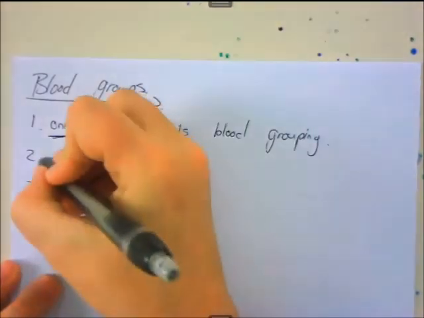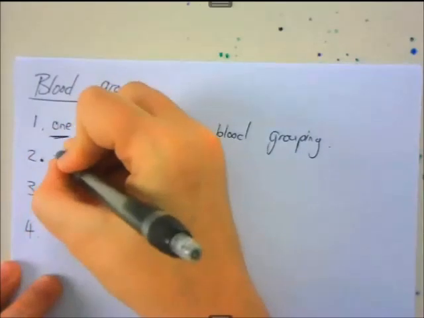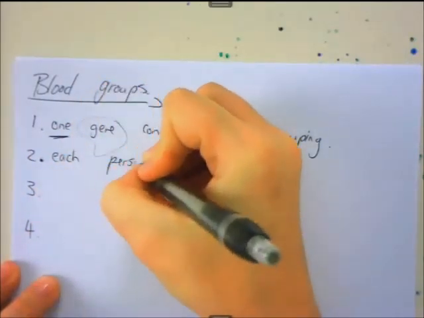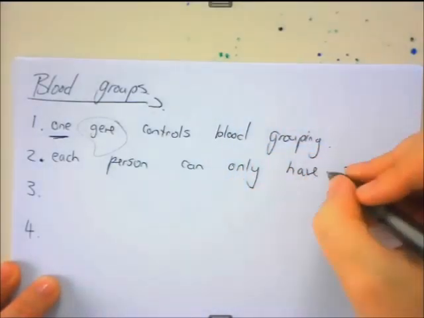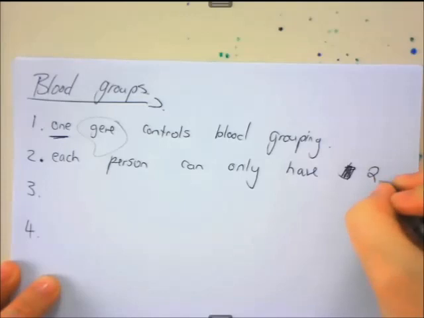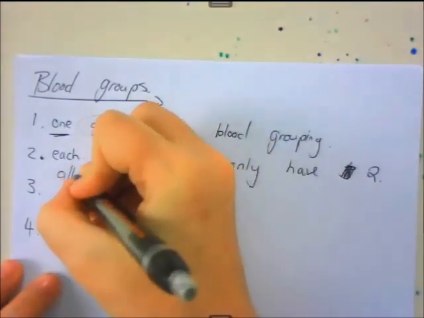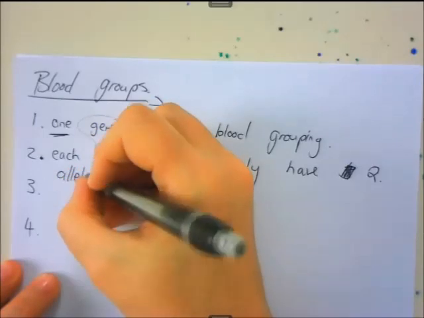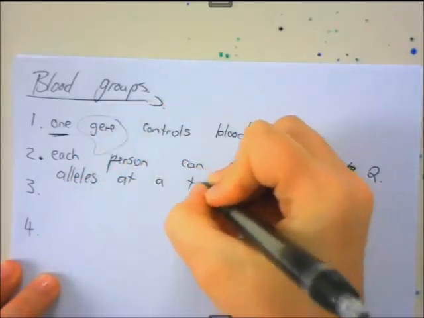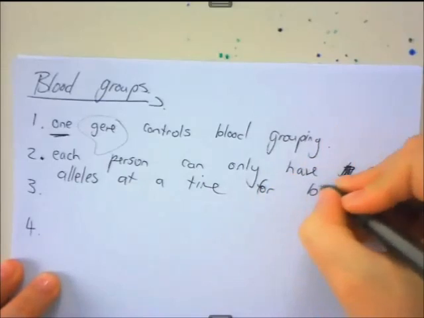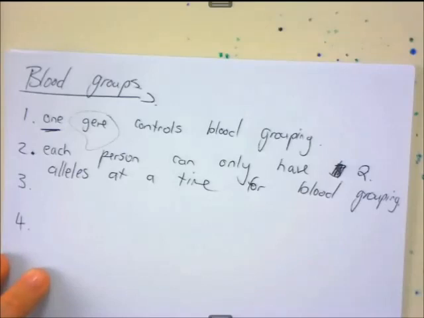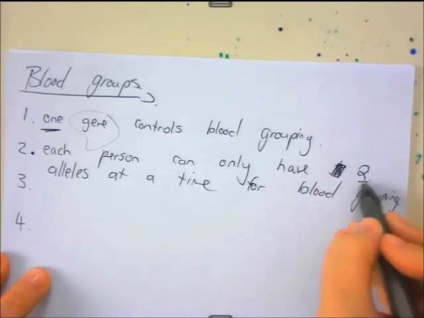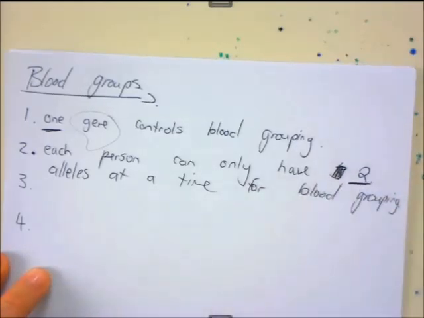But the second part of this is that each person can only have two alleles at a time for blood grouping. Okay, so we're going to have a look at the different blood groups that we get in a moment. Okay, so each person can only have a maximum of 2 alleles.